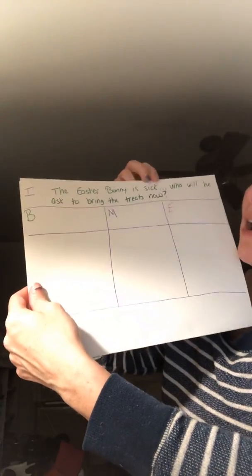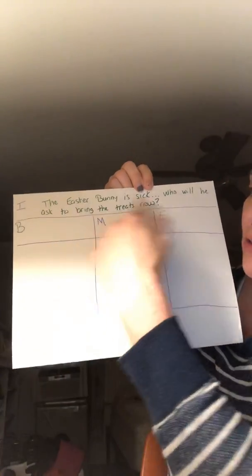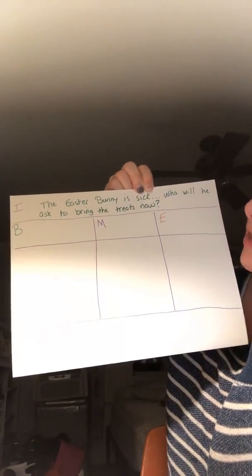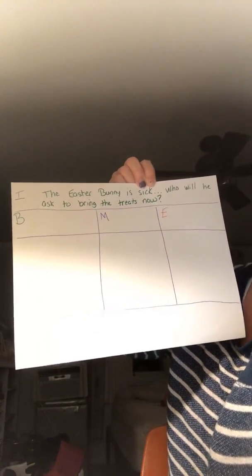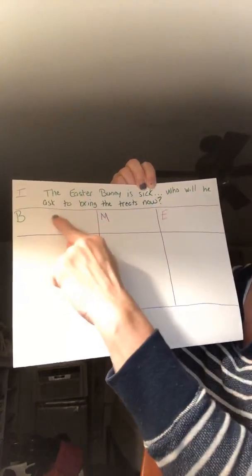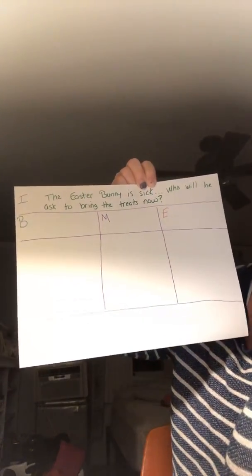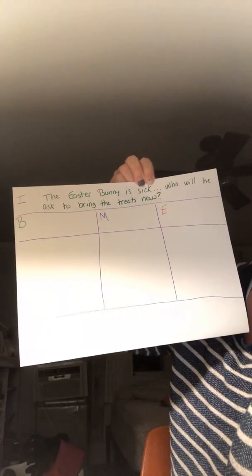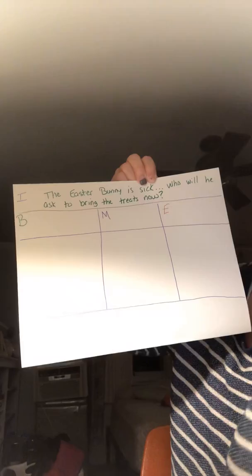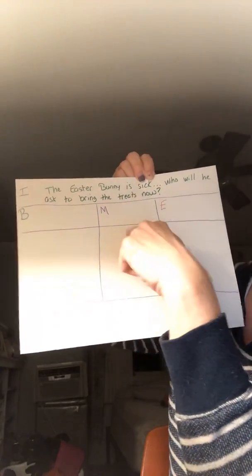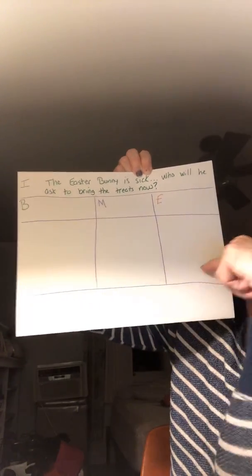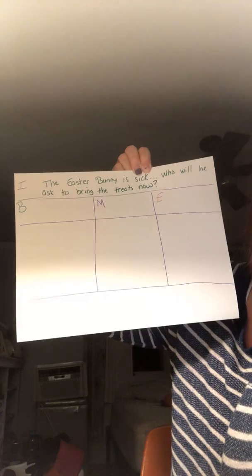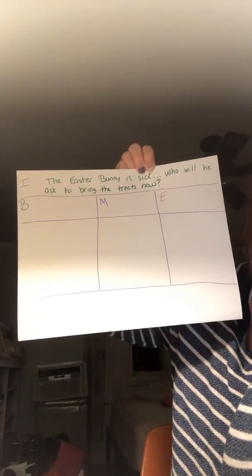You have a form that we've shared for you that looks like this. And at the top, we've written down the introduction, that the Easter Bunny is sick. Who will he ask to bring the treats now? It's your job to think of 3 people or 3 characters, maybe they're animals, that the Easter Bunny is going to ask to do his job. You want your first 2 characters probably to not work out, and make your 3rd character be the one that's going to take care of Easter for the Easter Bunny.